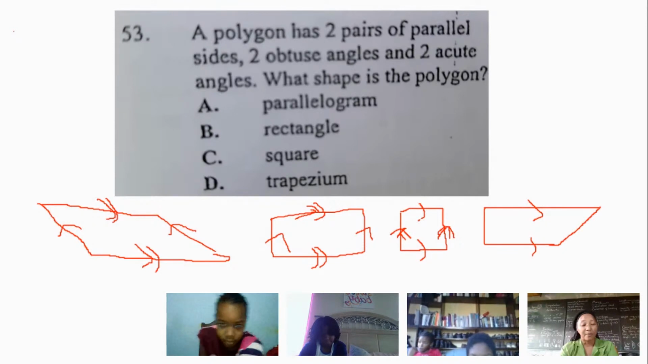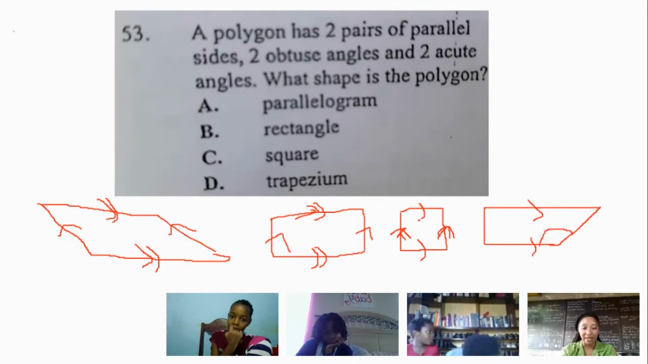The trapezium has one pair of parallel sides and two sides that are not parallel. So in the trapezium, these two are parallel. So that's one pair, but this and this are not parallel. And also the trapezium has one obtuse angle, one acute angle, and two right angles. So we rule that out too.